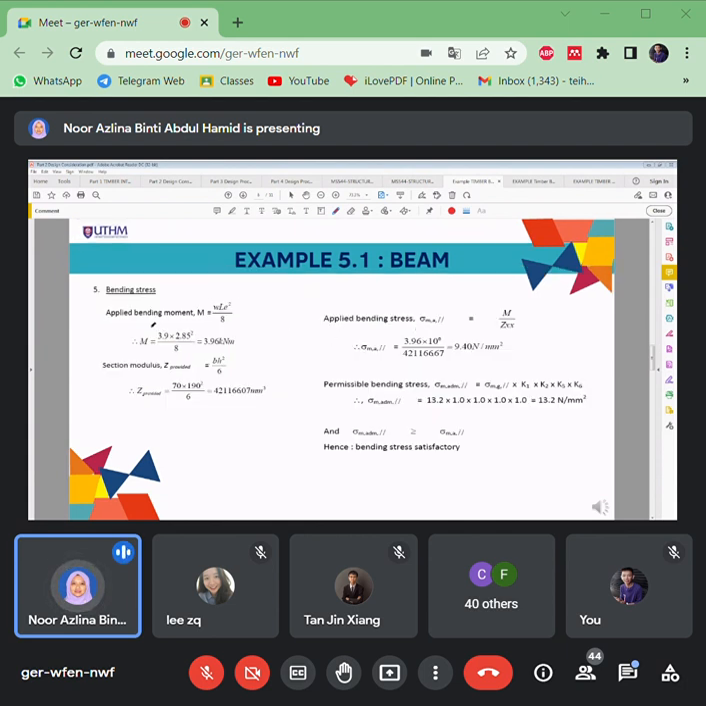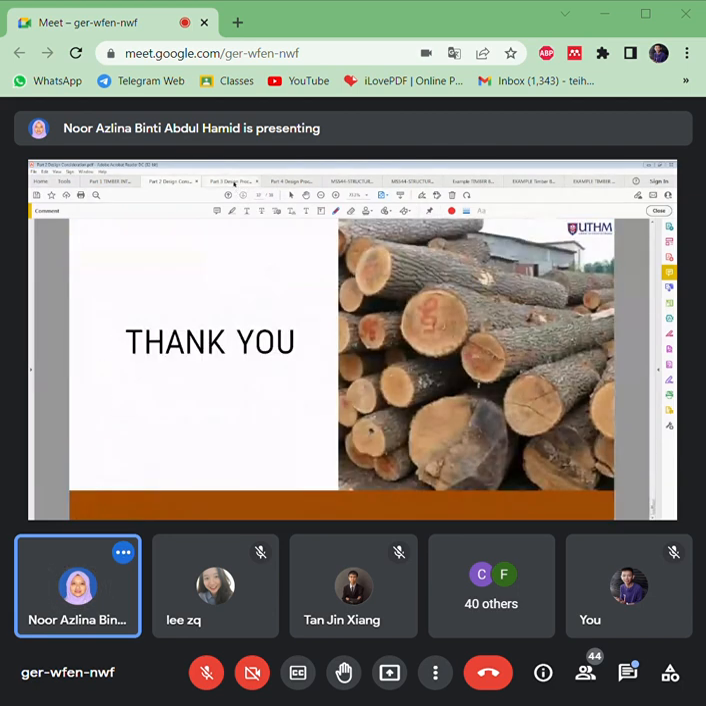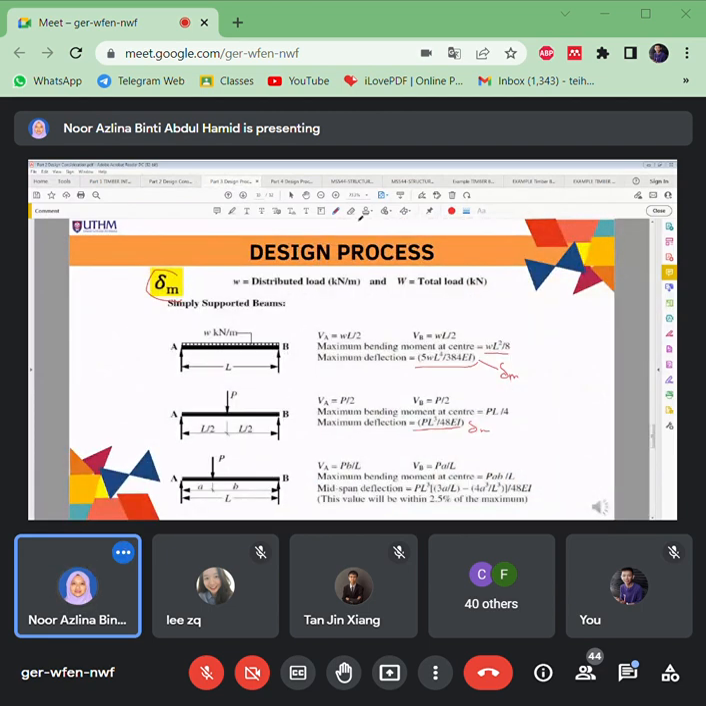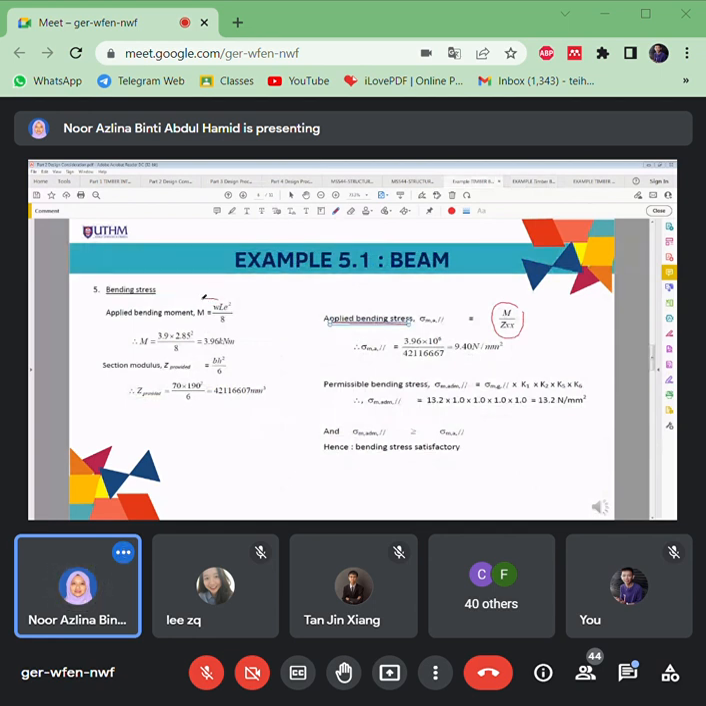Okay, so do the checking for bending stress, which is you have to calculate its applied bending stress first. Okay, so applied bending stress, which is moment divided by Z xx here. Okay, what's the moment for that beam? You can refer to this one, right? So you can use this equation. Maximum bending, if it's simply supported, which is WL power of 2 divided by 8 here, in order to calculate the bending.